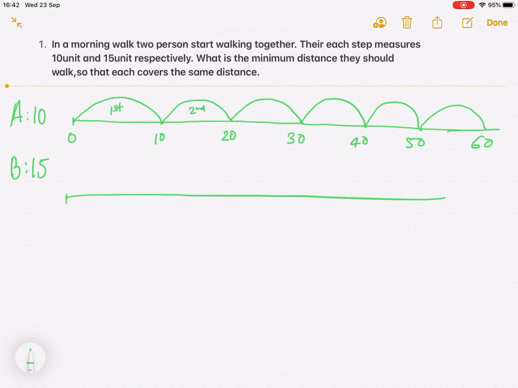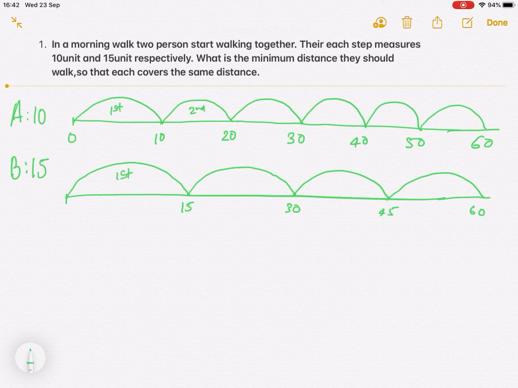Let's see what happens with B. In the first step, B will move 15 units. So this is 15, B's first step. Then it will move to 30 units, and then to 45 units, and then to 60 units, and so on. That means it doesn't end here, but let's say.